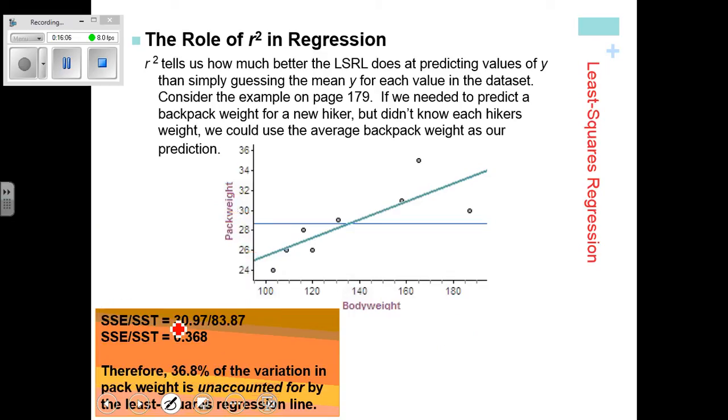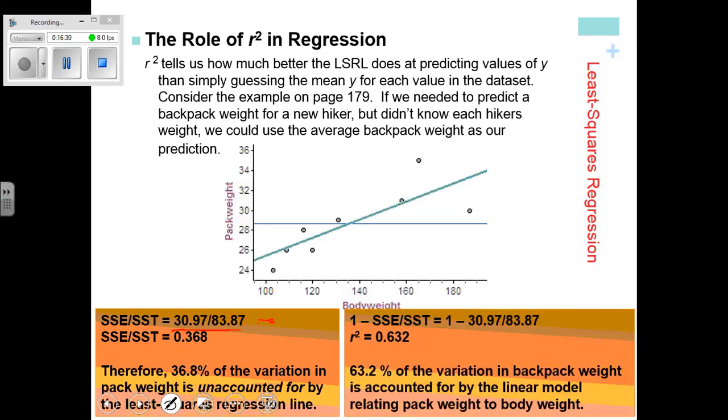And our sum of squared total was 83.87, and that gives us this fraction right here. If we divide it, we get 0.368, which means 36.8% of the variation in backpack weight is unaccounted for by the least squares regression line. So in other words, if we subtract that from 1 over here, that gives us our R squared.